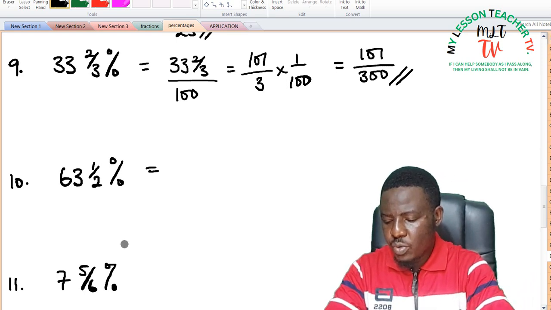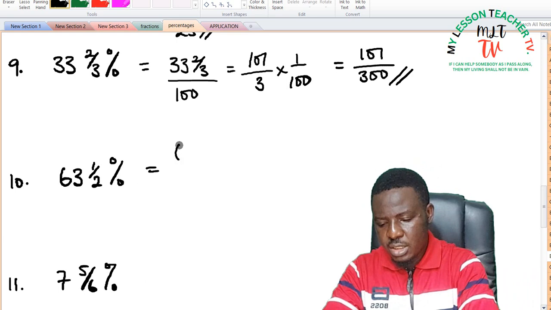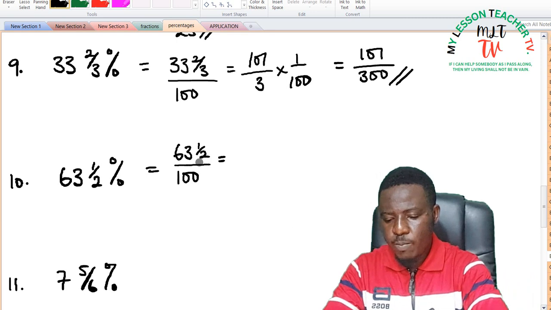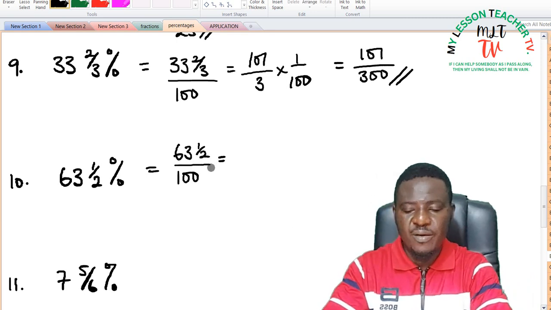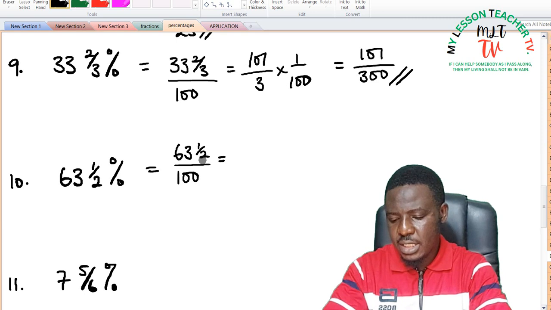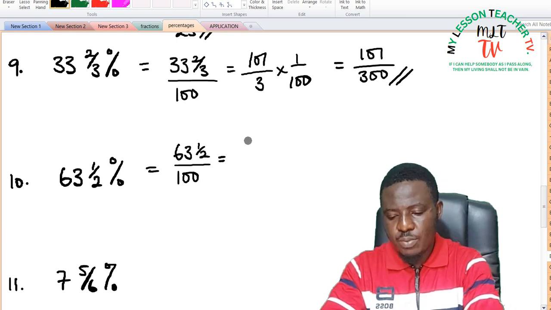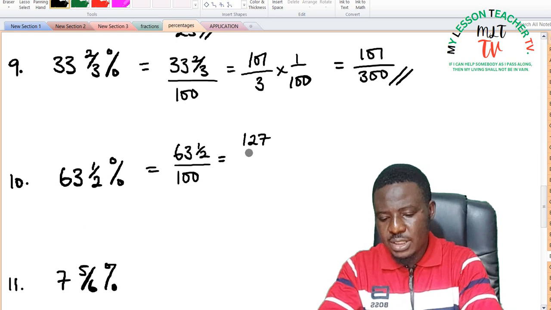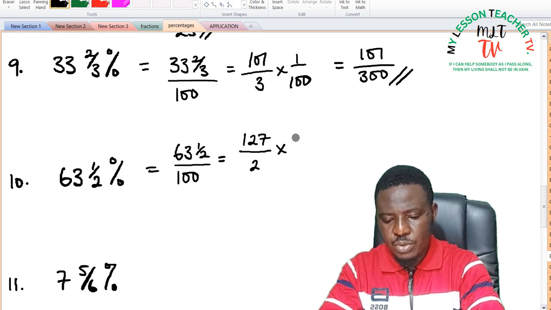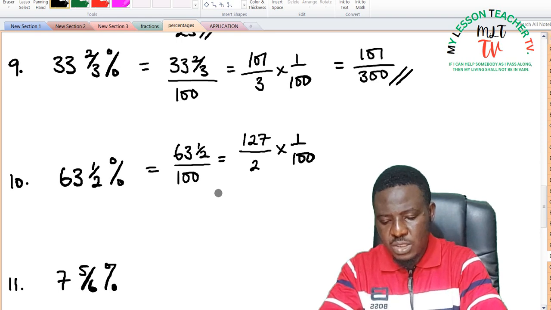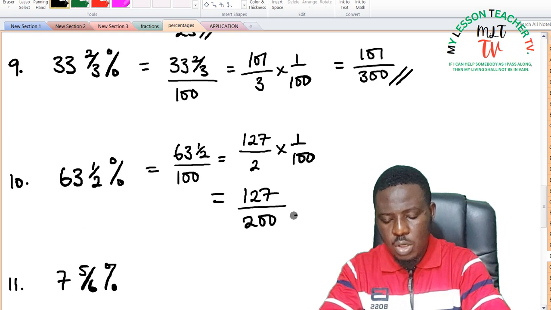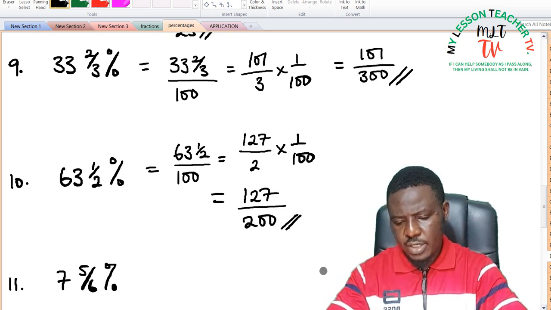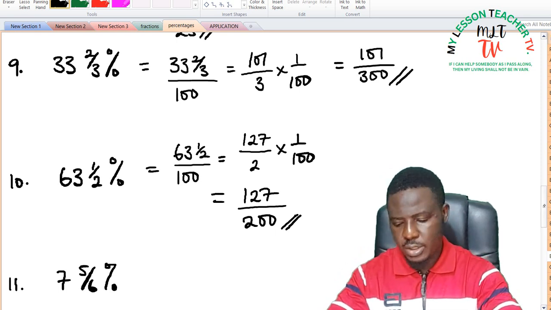Question 10, we have 63.5%. This is said to be 63.5 divided by 100. When you convert it to improper fraction, is said to be 63 times 2 is 126 plus 1, that is 127, divided by 2 times 1/100. This is equal to 127 divided by 200. And I doubt if there is any term that can divide both 127 and 200.